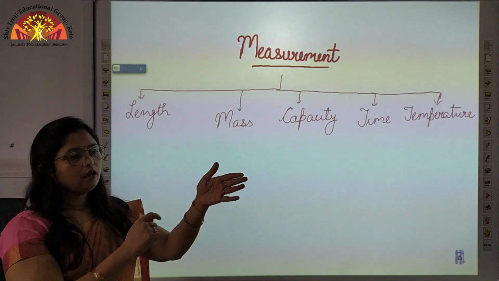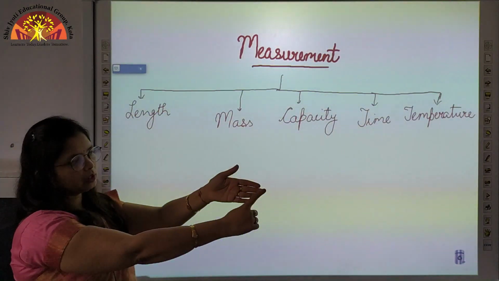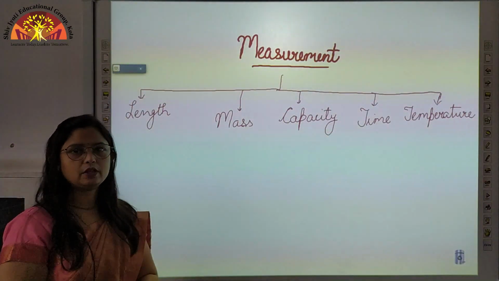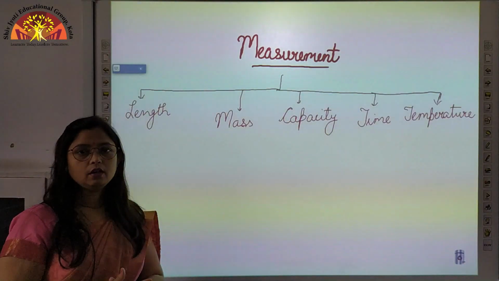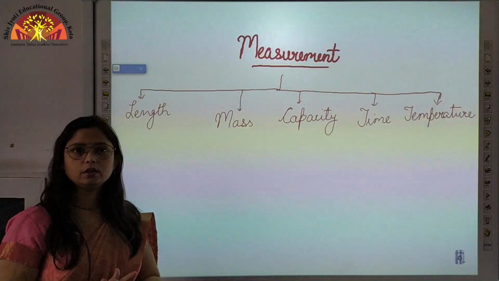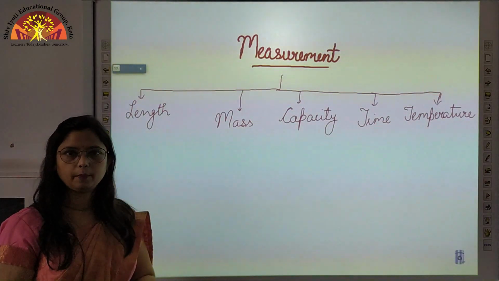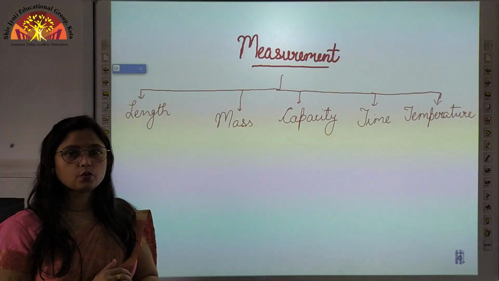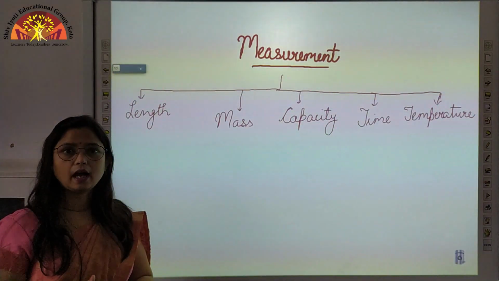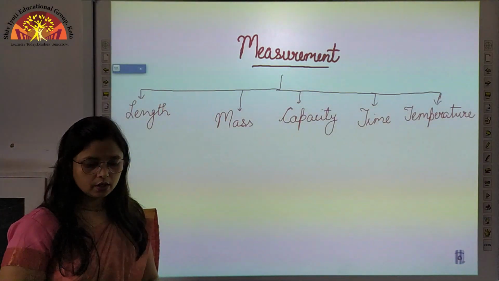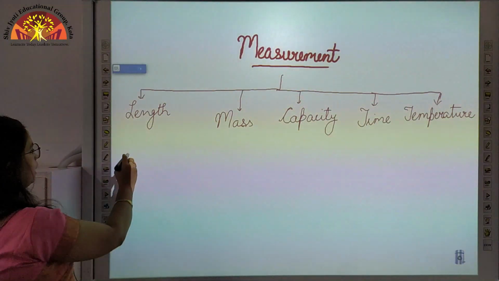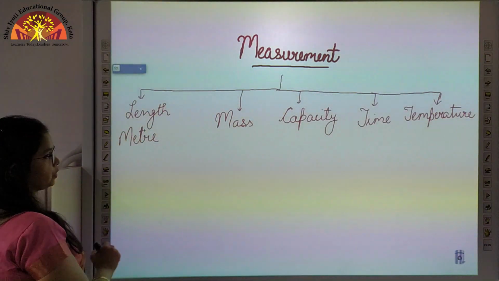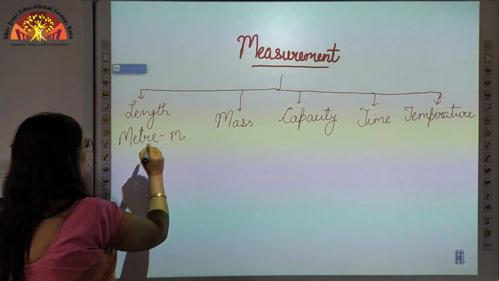Okay. And similarly, the part of the body from the elbow to the tip of the middle finger was called a cubit, and this was also used for measuring different lengths. But children, because different persons have different sized body parts, there was not that much accuracy. That's why fixed quantities were developed, which are called standard quantities, which we call units. So, the unit for measuring length is meter. Meter is the standard unit for measuring length, and it is written as small m.